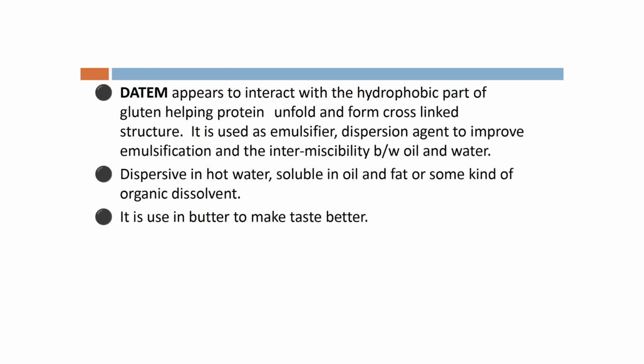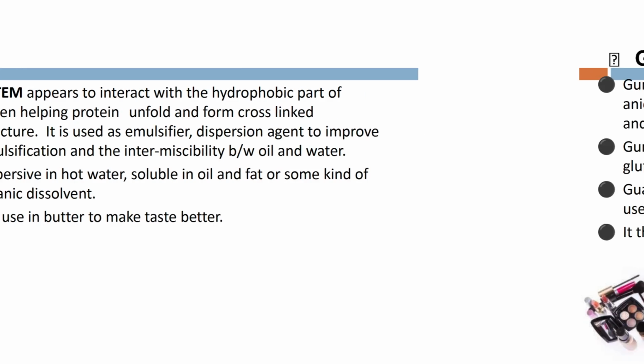How does DATEM work? It appears to interact with the hydrophobic parts of gluten, helping the protein unfold and form a strong cross-link structure. It's used as an emulsifier and dispersion agent to improve the mixing between oil and water. It's dispersive in hot water, soluble in oil and fat, or some kinds of organic solvents. It's even used in butter to improve its taste.